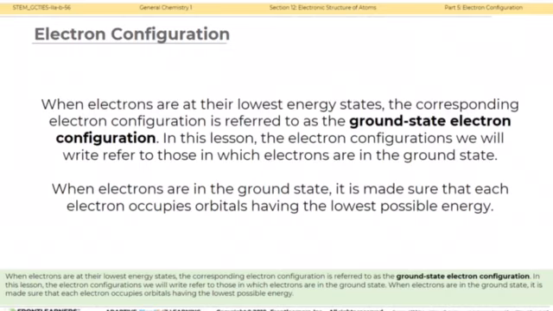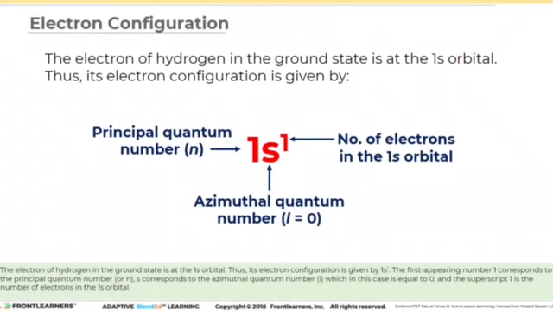In this lesson, the electron configurations we will write refer to those in which electrons are in the ground state. When electrons are in the ground state, each electron occupies orbitals having the lowest possible energy. The electron of hydrogen in the ground state is at the 1s orbital. Thus, its electron configuration is given by 1s1. The first number 1 corresponds to the principal quantum number n. S corresponds to the azimuthal quantum number l, which in this case is equal to 0. And the superscript 1 is the number of electrons in the 1s orbital.